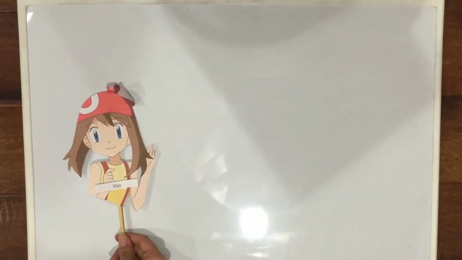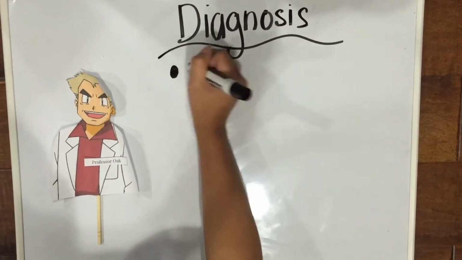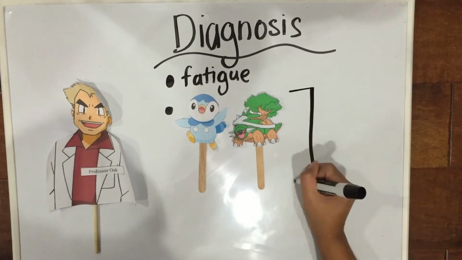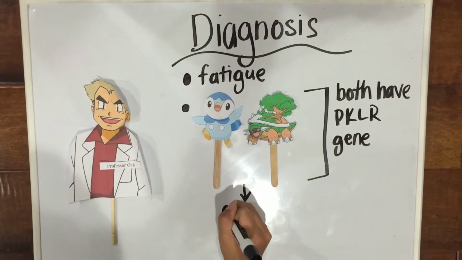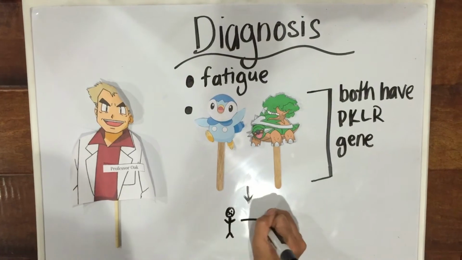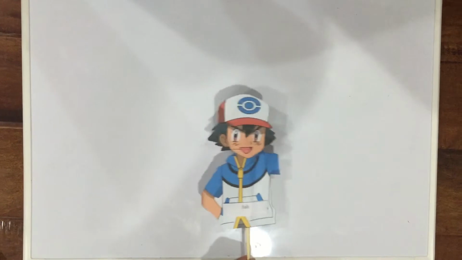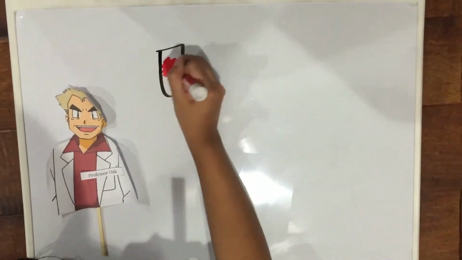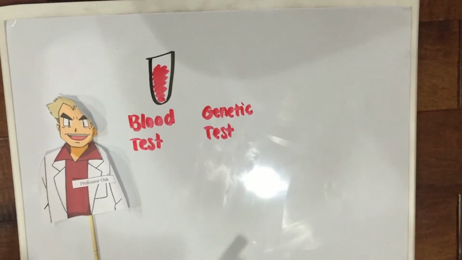So how are the Pokemon with this deficiency diagnosed? Like I said before, if a Pokemon is experiencing fatigue, it could be a sign that they have the deficiency. But before any of that, if the baby is born, there can be two ways to diagnose it. First, if both parents have the gene, there's a big possibility the child could have it as well. If the baby is weak, that is a strong sign that he or she has inherited it. What if there aren't any obvious signs? The Pokemon can always take a blood test or genetic testing in order to closely examine the blood cells or genes.